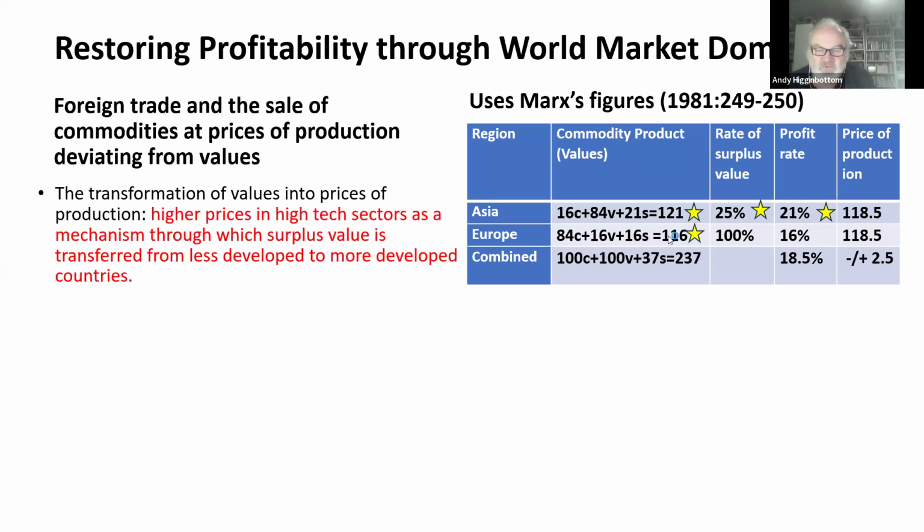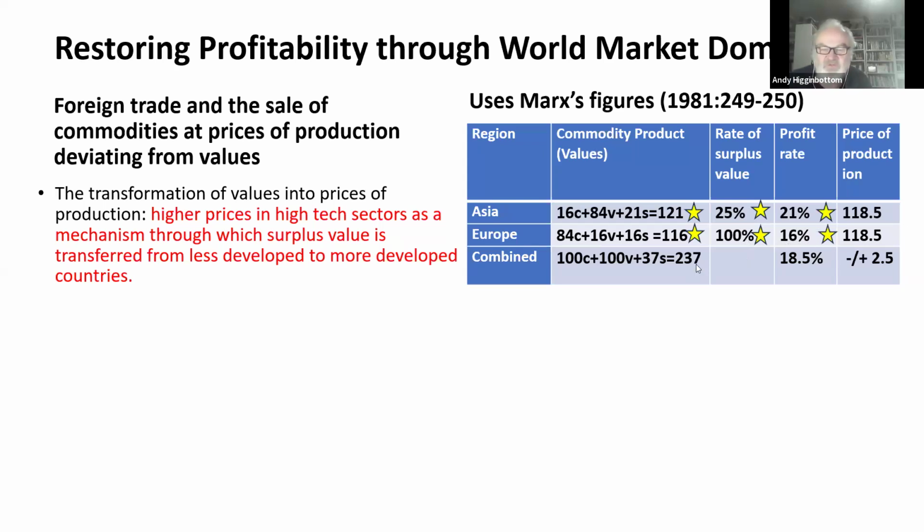This is from Grossman thinking through what Marx is saying in the text at this point. He's just drawing out something from Marx. And this is the situation in Europe, according to these figures. Workers are exploited at a degree of 100%, but there are fewer workers because more of the money is invested in the machinery and the raw materials. So the actual rate of profit is lower, even though the rate of surplus value is higher.